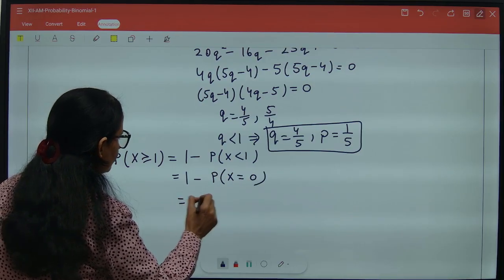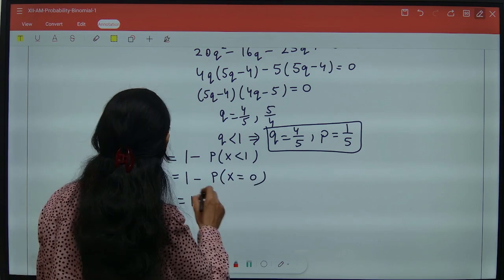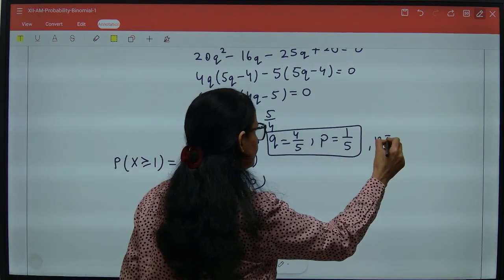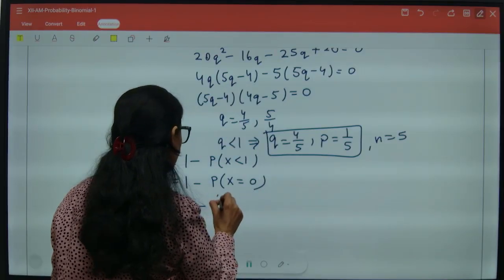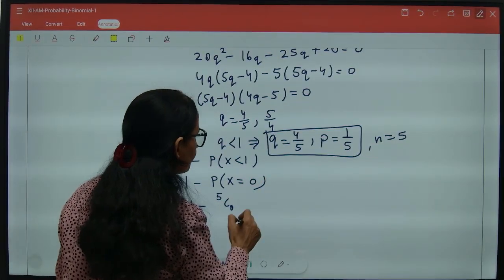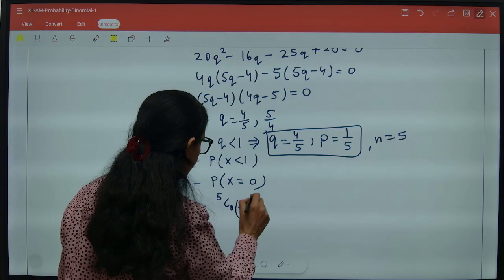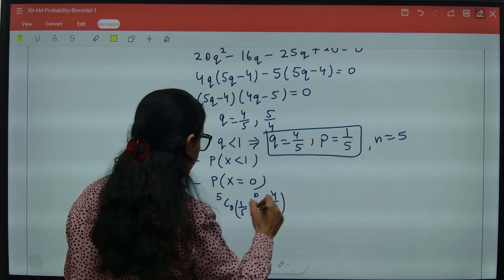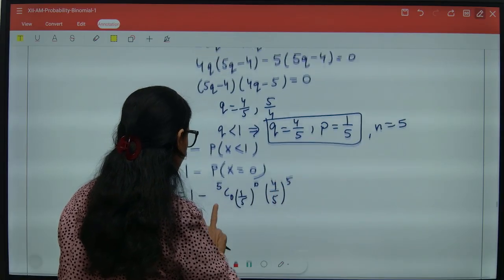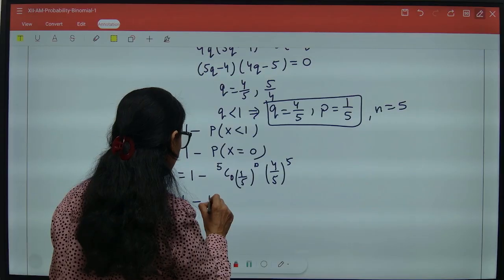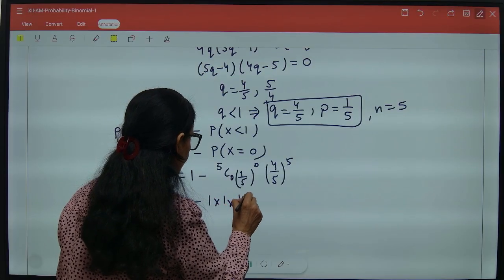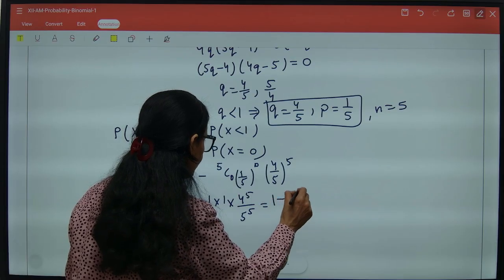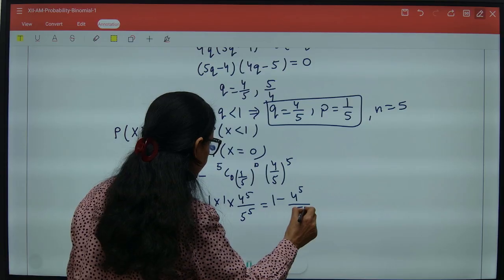So let's write the formula here, binomial distribution. So it is going to be n is 5. So it is going to be 5c0, 1 by 5 to the power 0 and 4 by 5 to the power 5. So this is 1 minus 1 into 1 into 4 to the power 5 upon 5 to the power 5. 1 minus 4 to the power 5 upon 5 to the power 5.